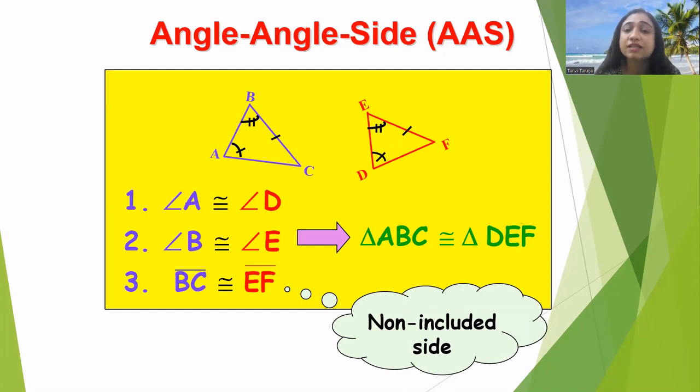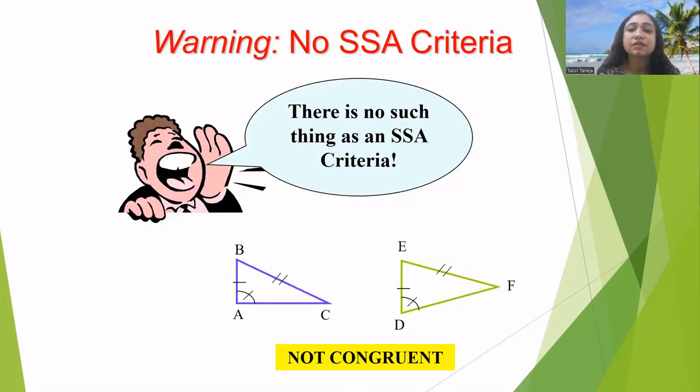The last criteria is angle angle side. That means there have to be two angles with a non-included side. The side should be after those two angles. So here angle A and angle D are equal, B and E are equal, and there is no included side because the side is on the extreme. That means there should be angle, angle, and then a non-included side.